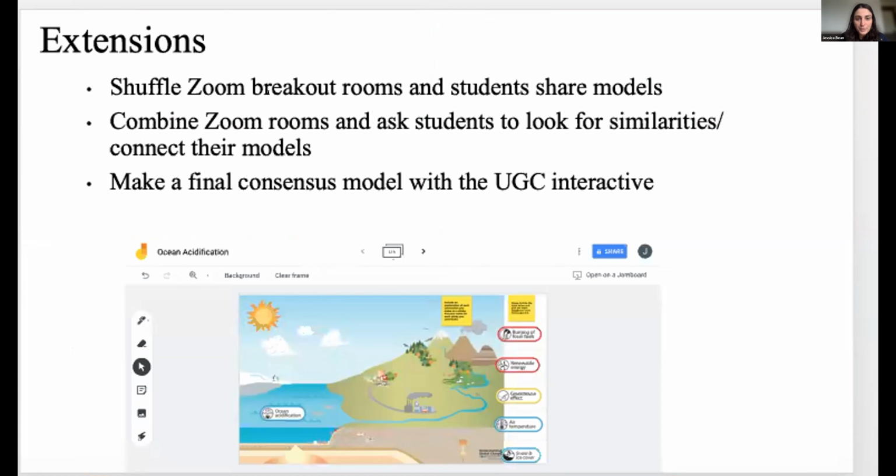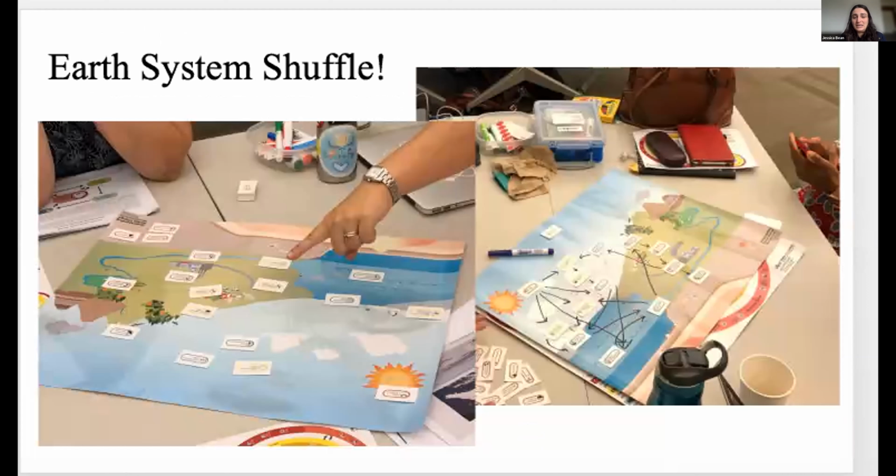So you could use breakout rooms, right, and have students share their ideas and models and talk to each other. Then you could ask students to combine their models, show interrelationships, and how different models could be connected, and maybe make a big consensus model with the class of the most important relationships that we've figured out through doing this activity. And again, as I mentioned, I really love doing this in person in the classroom, super fun.